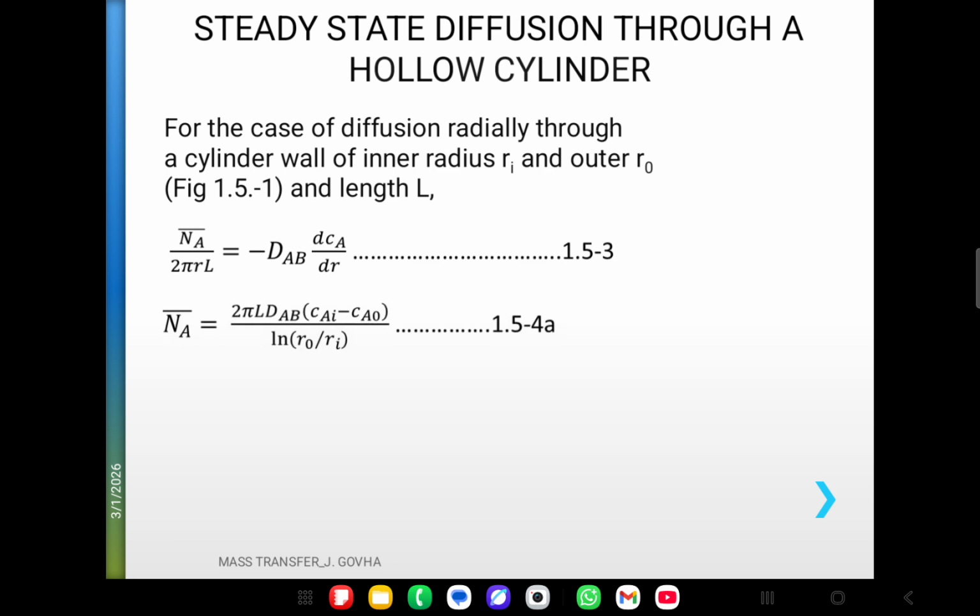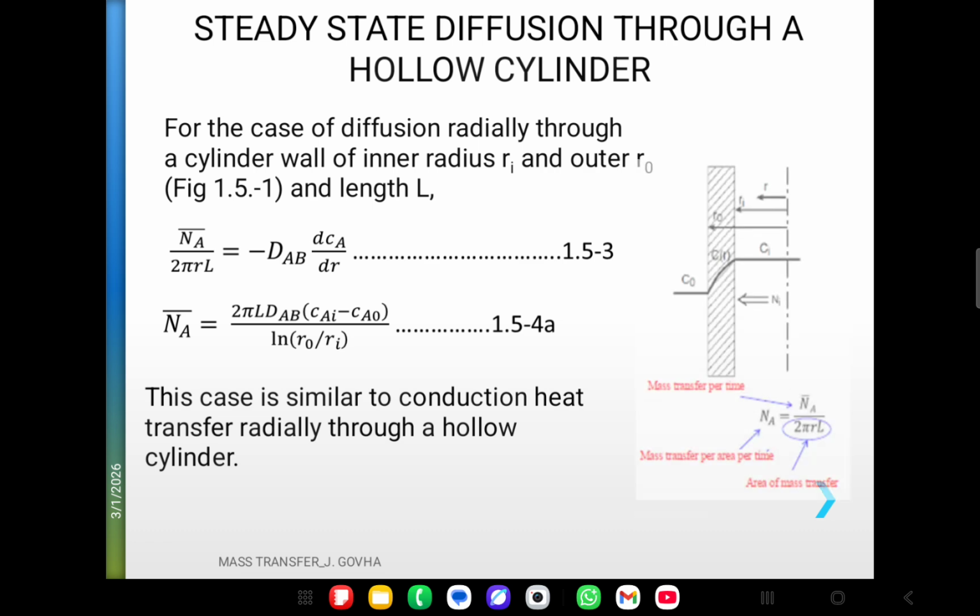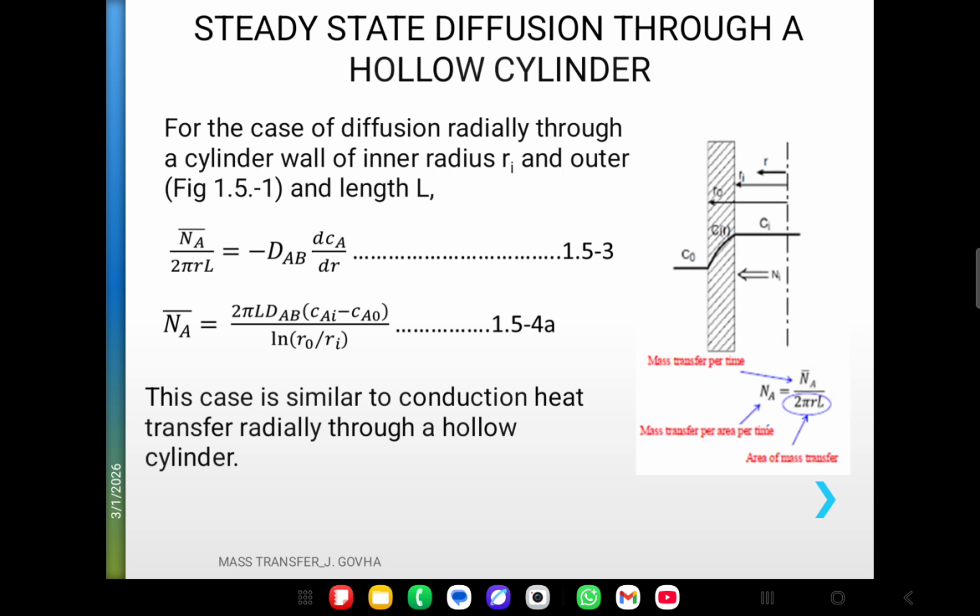Then we integrate over the limits CAi to CA0 and r0 to ri. Remember that r0 is the outer radius, ri is the inner radius, L is the length, CAi is the initial and CA0 the final concentration. This is similar to conduction heat transfer radially through a hollow cylinder, as seen on this picture, where we are talking about the mass transfer per time, then the mass transfer per area per time, which is our flux, then the area of mass transfer.